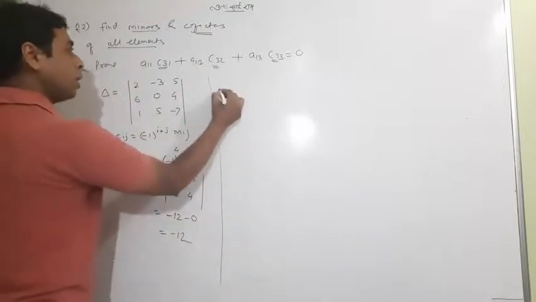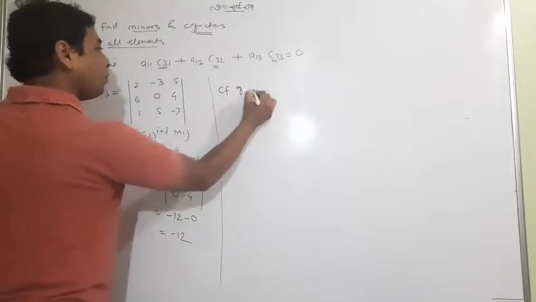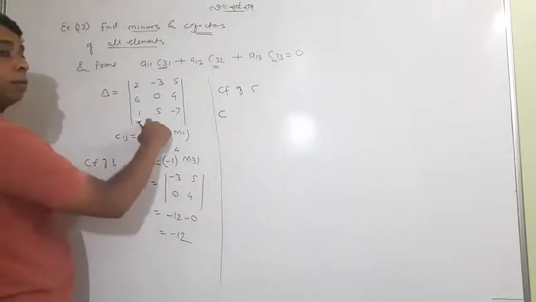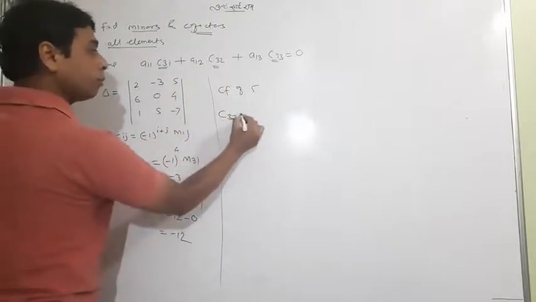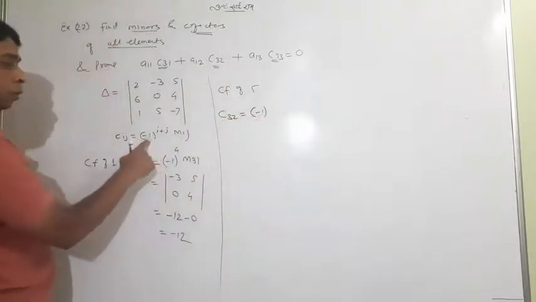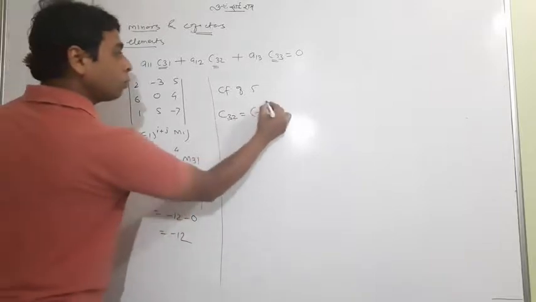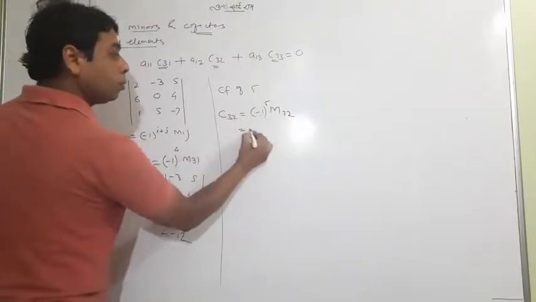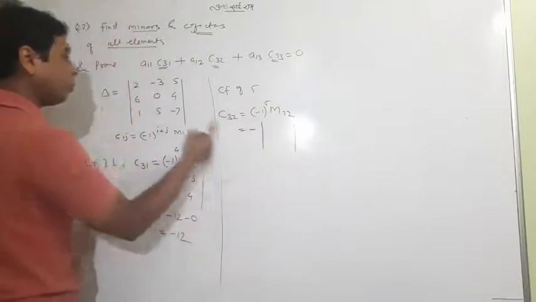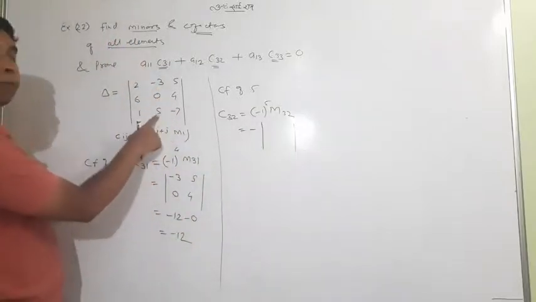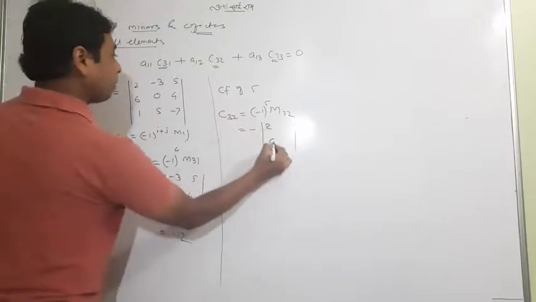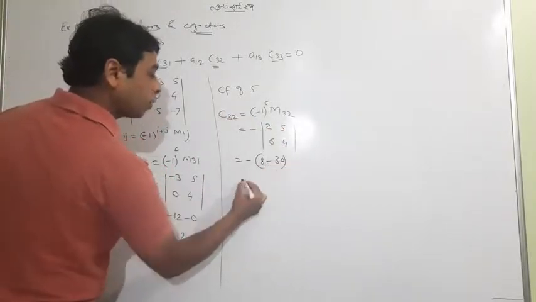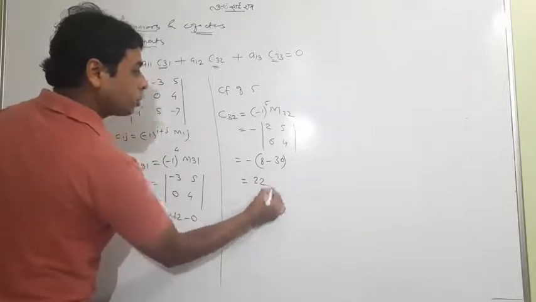Okay, if I ask you the cofactor of 5, what will you write, guys? It is lying in third row, second column. What is the formula? (-1)^(i+j), 3 plus 2, and Mij, M32. So my answer has a minus sign. And what is M32? Drop these two. The determinant of 2, 6, 5, 4: 4 times 2 is 8, 6 times 5 is 30. The answer is -22, so the cofactor is plus 22.